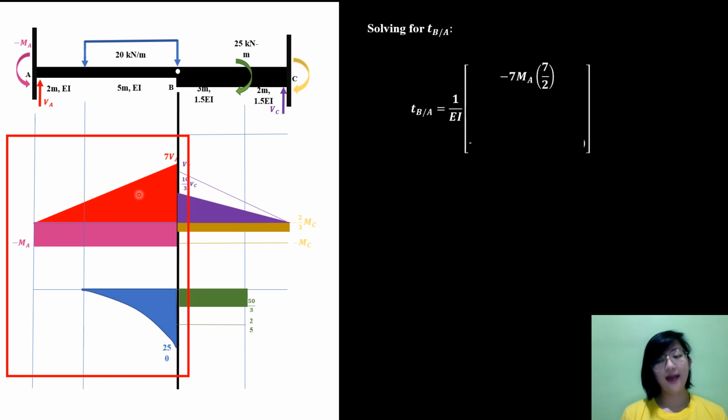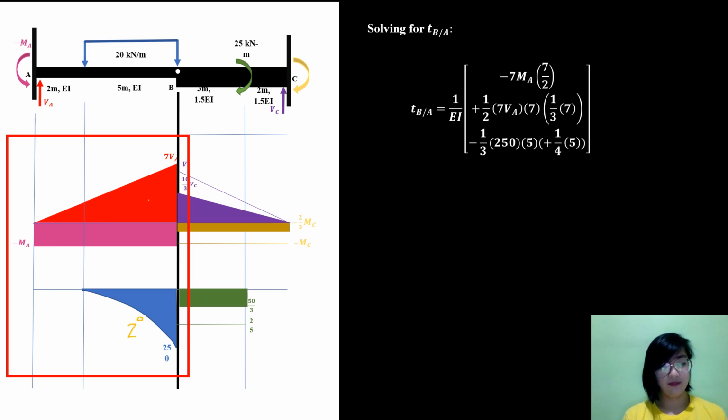There. Next is the triangle. So, 1/2 times 7VA times yung distance, which is 7, times yung moment arm, which is yung centroid nito. So, 1/3 times 7. Next is this one. So, we will have this is a 2-degree curve again. I'm so sorry, I forgot. This is a 2-degree curve. So, negative 1 over 3 times yung height, which is 250, times yung distance, which is 5, and yung centroid niya, yung moment arm. So, 1/4 times 5.